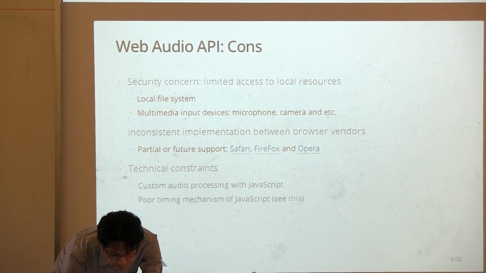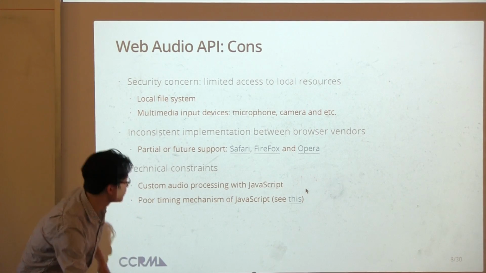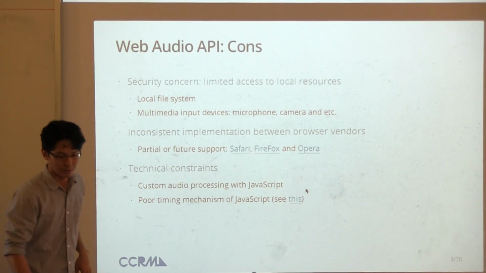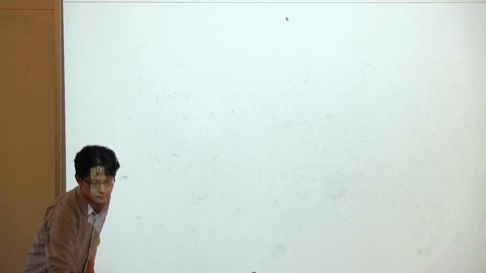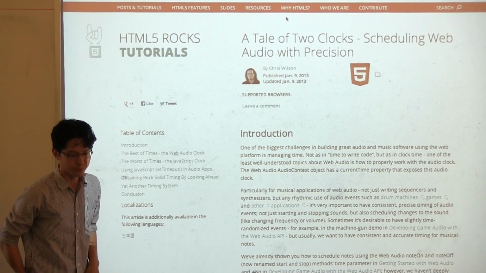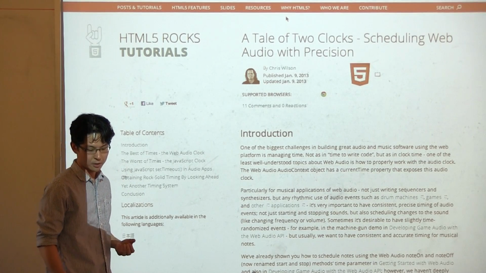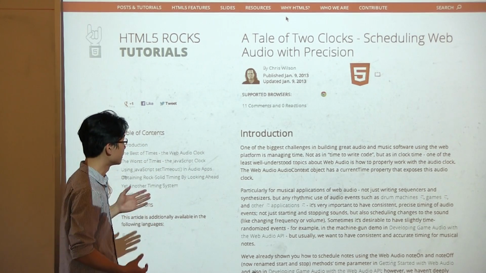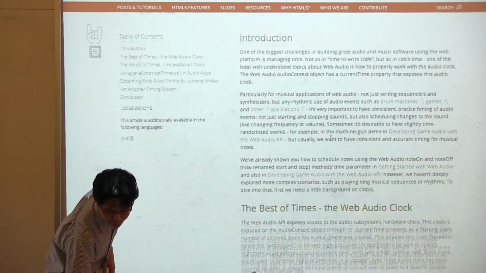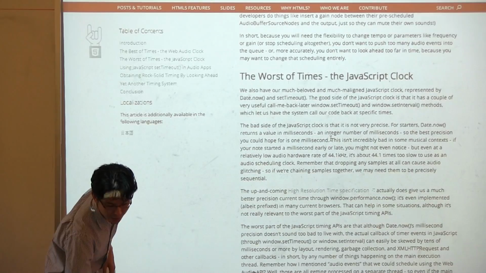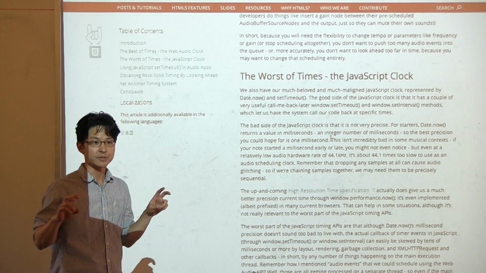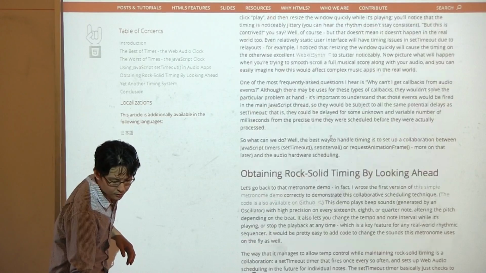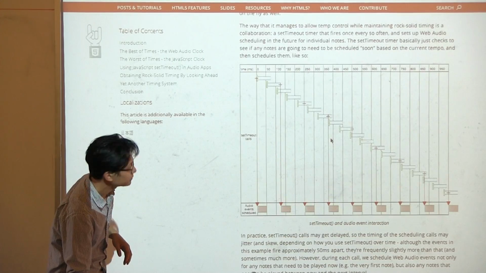Oh, yes. So I just put the link here. It's an HTML5Rocks.com document, the article written by Chris Wilson. He's the developer advocate at Google, and he works with the Web Audio API team, and he's really good at this. He wrote a lengthy article on how to manage precise timing with JavaScript. So he has all the research here.